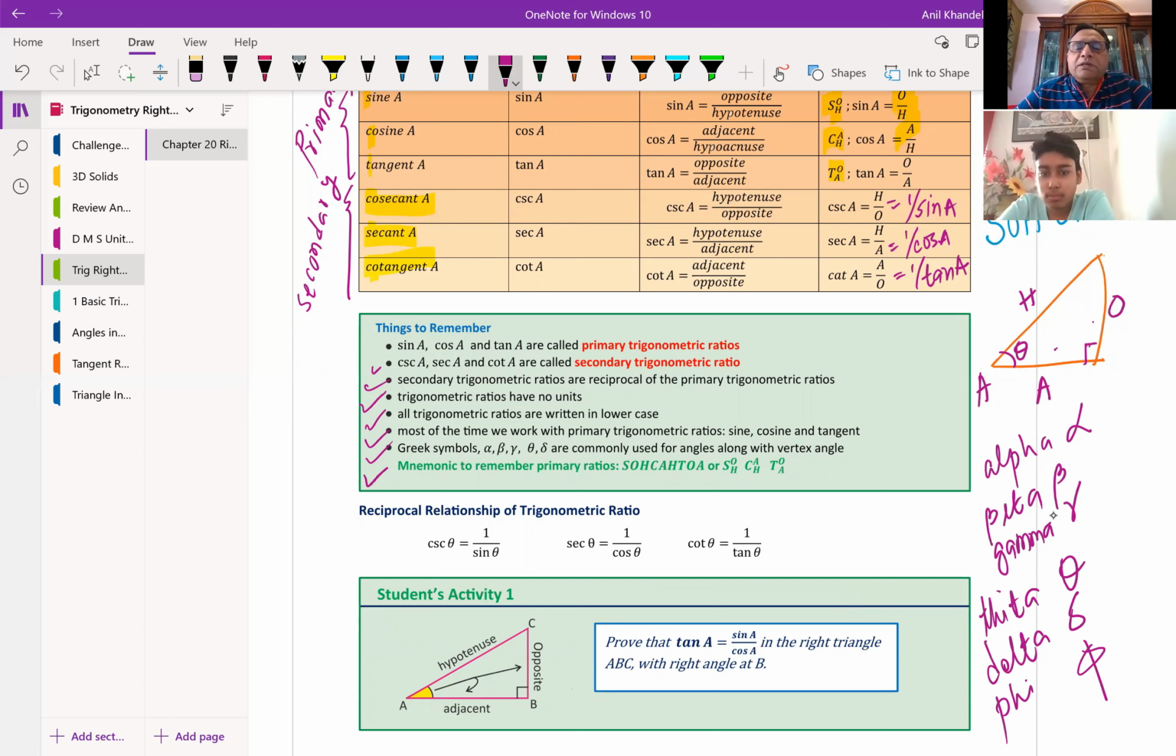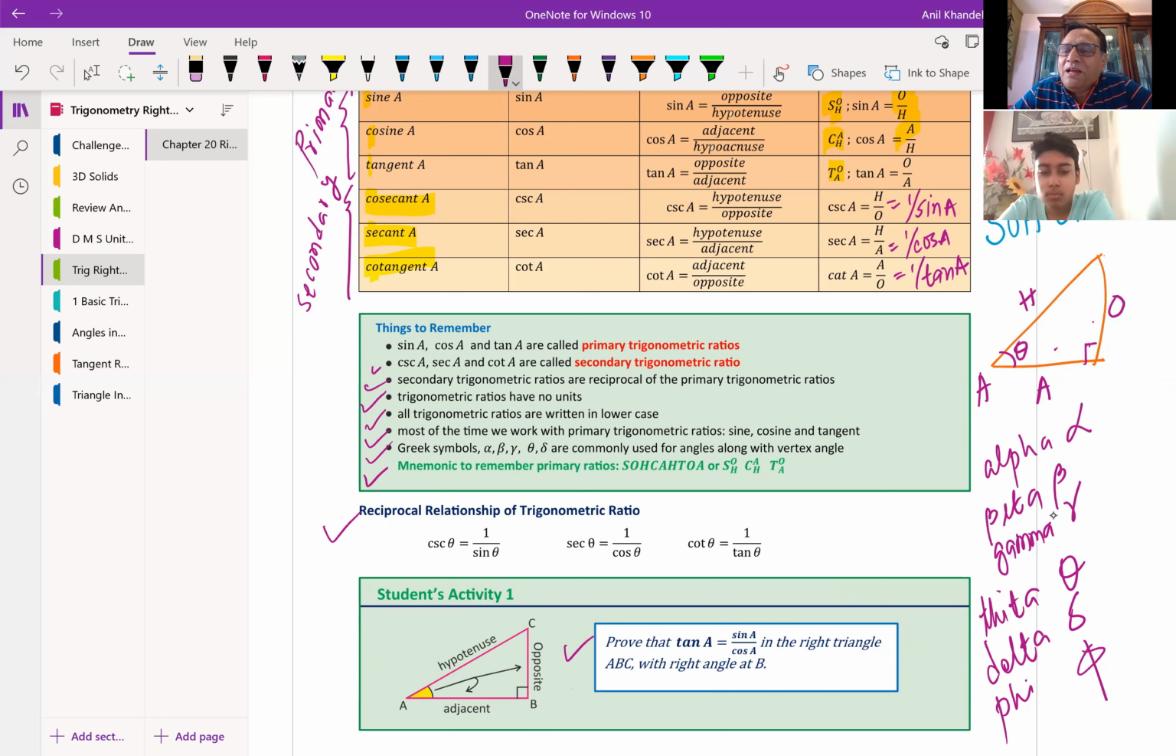The mnemonic to remember the primary trigonometric ratios is SOHCAHTOA, right? As I just summarized, the reciprocal relations are cosecant, which is 1 over sine, secant is 1 over cos theta, and cotangent is 1 over tan theta, correct? So from here, you can also notice that what is tan A? Tan A can be written as a ratio of sine A over cos A.